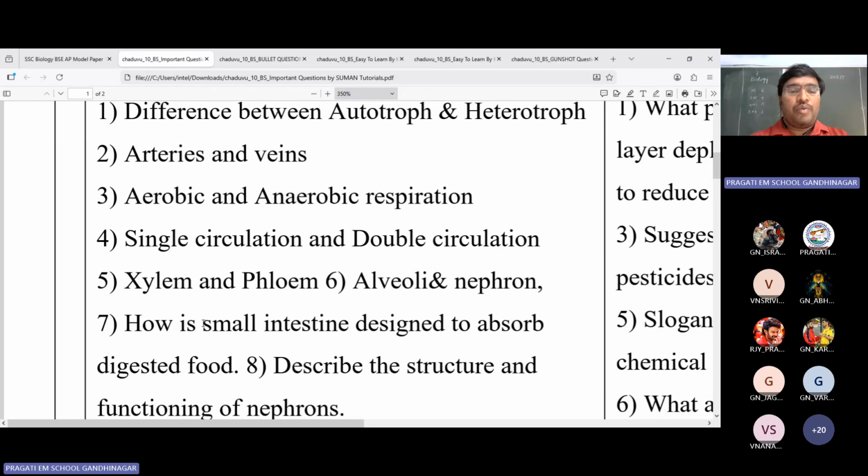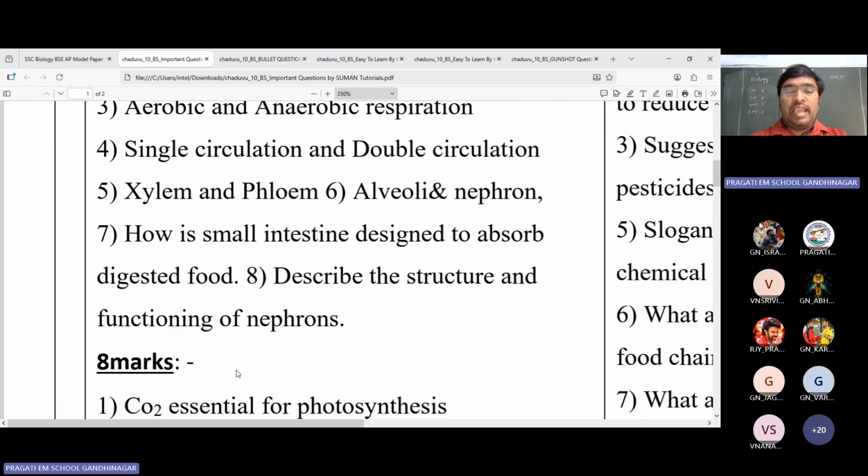Say seventh one, how is a small intestine designed to absorb digested food? This is also an important question. And describe the structure and functions of nephron for 8 marks or 4 marks. Okay, children, this is very, very important.